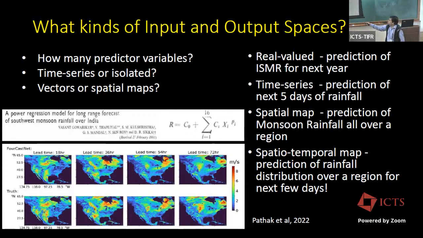Another criticism could be that the inputs are just some 16 real numbers, and the output which you are getting is also one real number. So one may ask that. Many climate scientists will agree that the total amount of rainfall over the Indian land mass is not necessarily a very useful quantity for anyone, because it hides a lot of details.